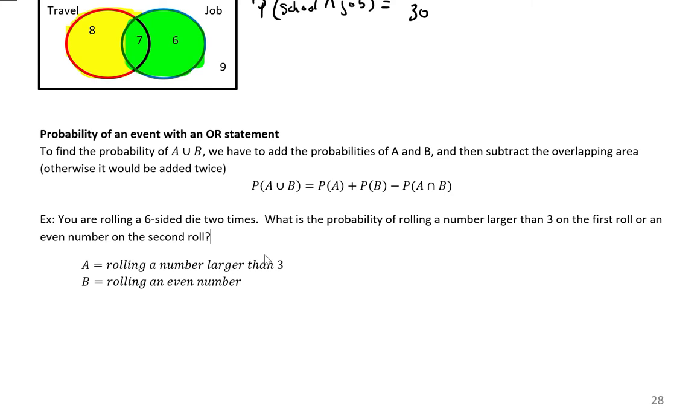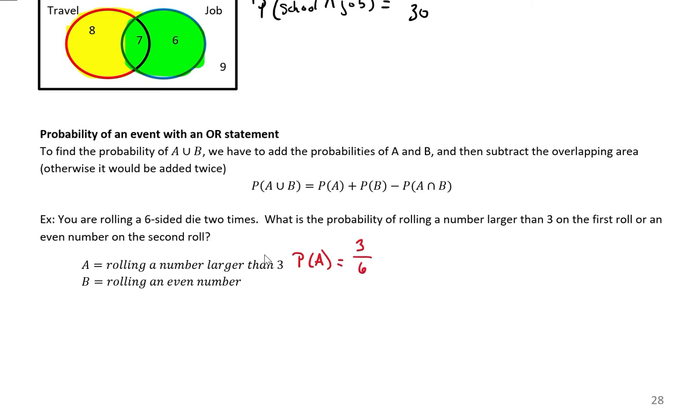So if event A is rolling a number larger than 3 and event B is rolling an even number, then we can figure out the probability of rolling a number larger than 3 on the first roll or an even number on the second one. So let's think about this. We have the probability of A. Well, what is the probability of A? Rolling a number larger than 3 on our first roll. There are 3 ways we could do that. We could roll a 4, a 5, or a 6. So there are 3 ways we could do that out of a possible 6.